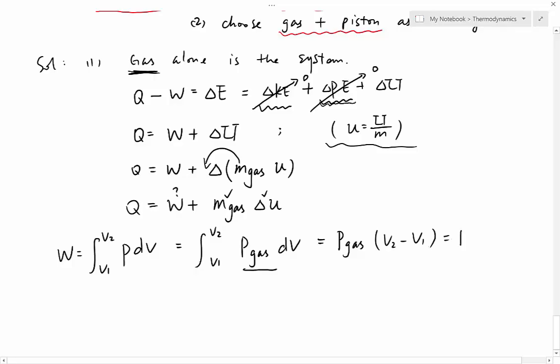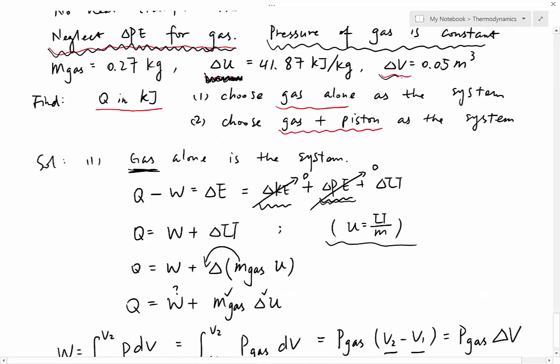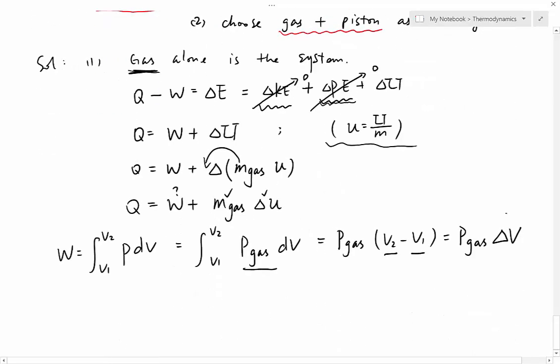So now we have pressure of the gas multiplied by final volume minus initial volume. What is that? Change of volume, delta V. Do we have change of volume delta V? It's right here. Delta V is equal to 0.05 meter cubed. So delta V is already given. If we want to find W, the only thing we need to find is pressure of the gas. If we can find pressure of the gas, we can find W, and then plug W back into here, and then we can find heat transfer easily.